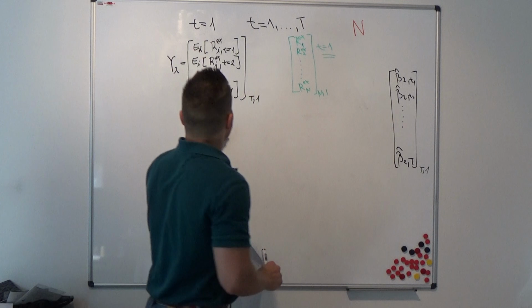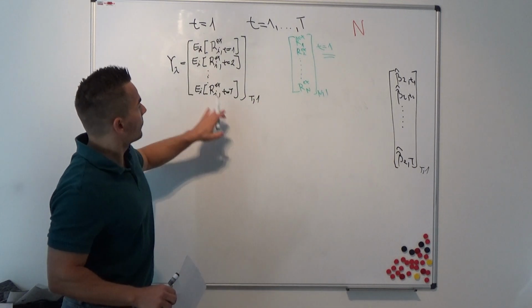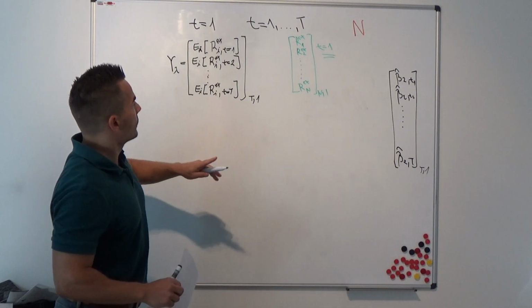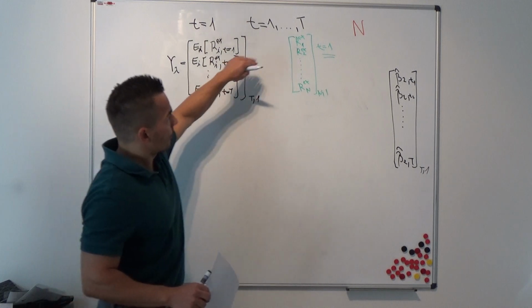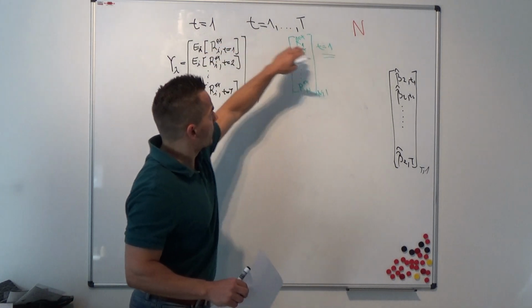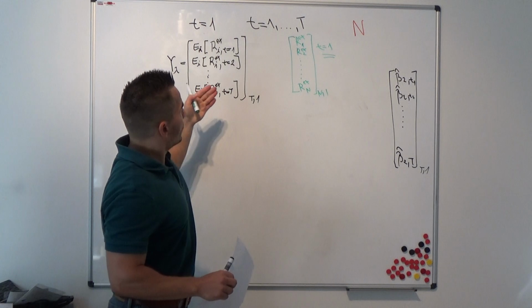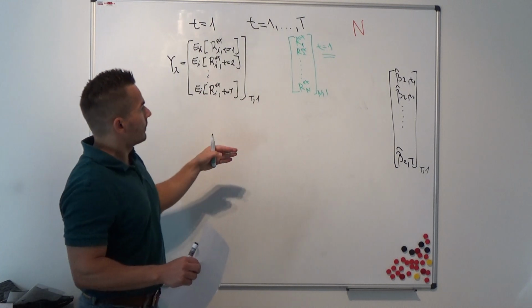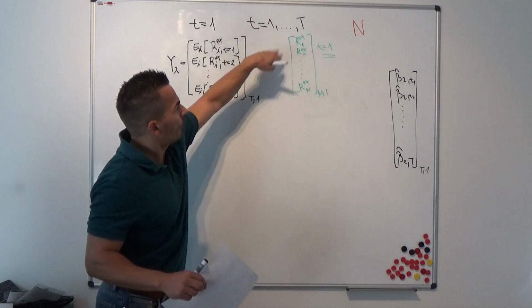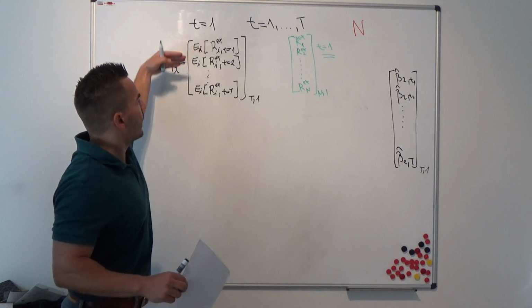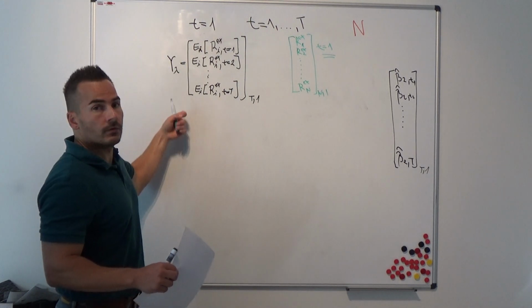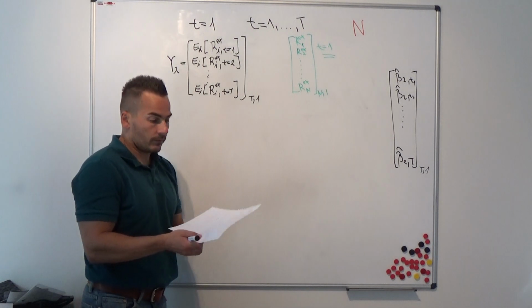But in this case, this vector has dimension t by 1, because we take, across the time dimension, the expectation across all stocks for each point in time. This is basically what we stack in this matrix vector.